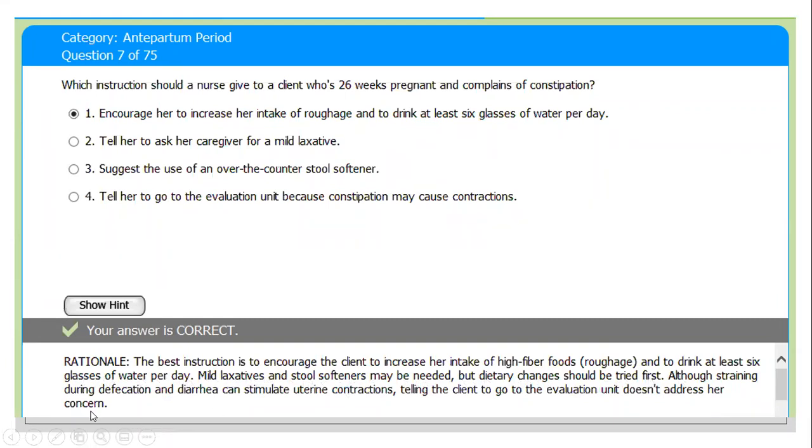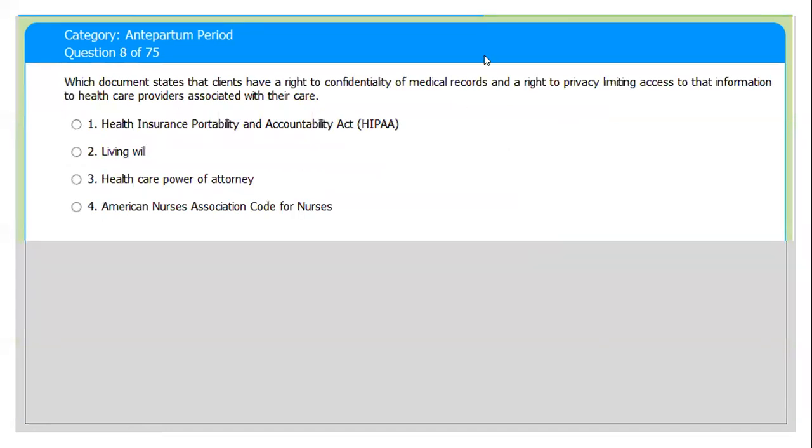Although straining during defecation and diarrhea can stimulate uterine contractions, telling the client to go to the evaluation unit does not address her concern. Next question here.